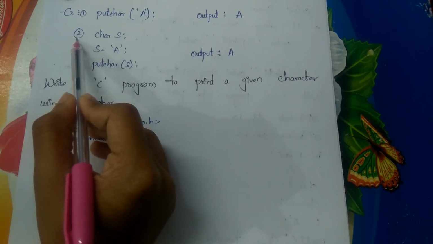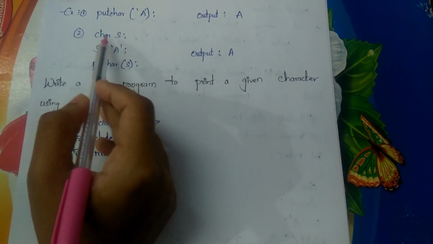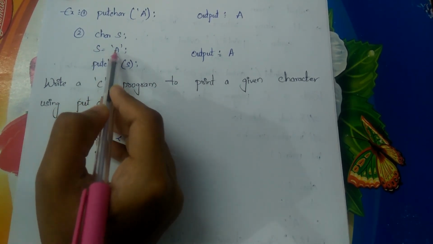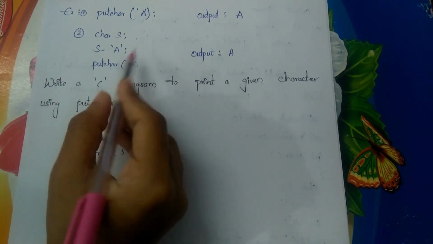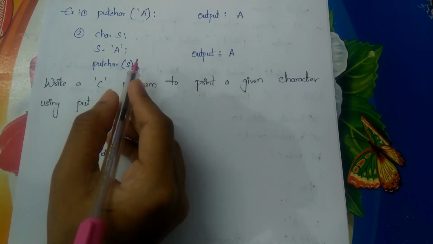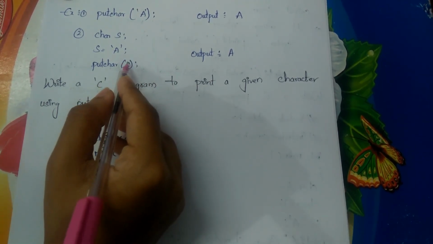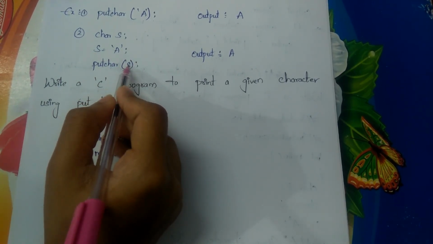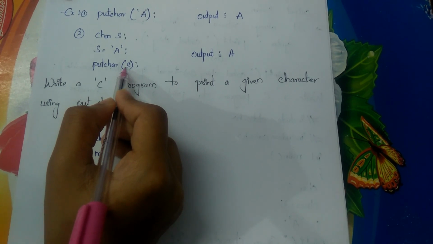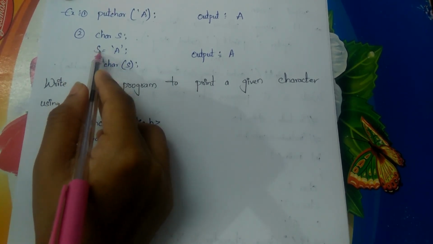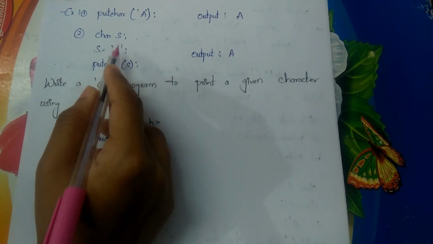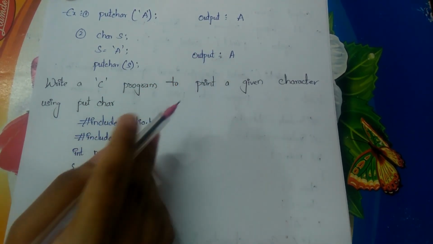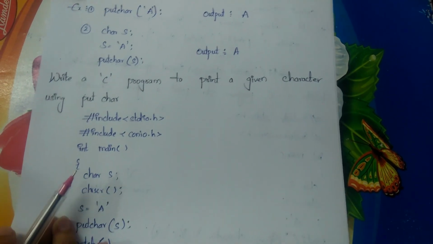Now the second syntax: first we have to declare one variable, then s is equal to a, and putchar of s. So here single quotes are not needed. Just directly we can write the variable, ended with a semicolon. Now when we are directly using the variable, what is stored in s? In s the letter a is stored. So that's why the output we get is a. Now this is about the putchar.